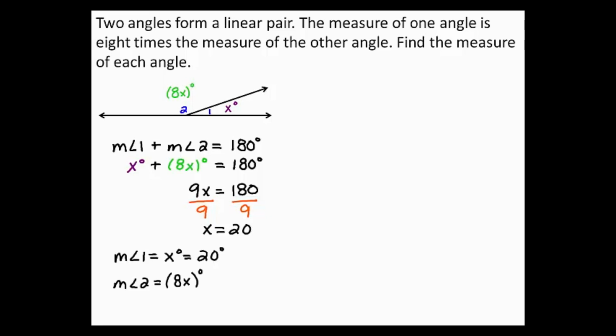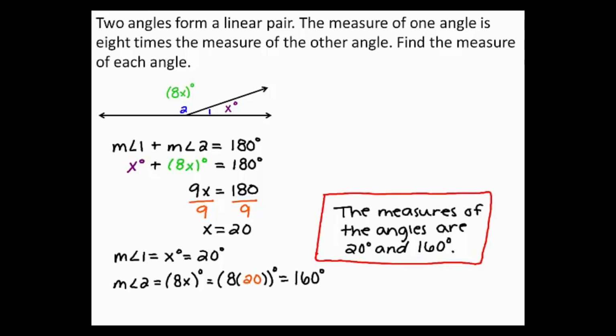Also, the measure of the second angle is equal to 8x degrees. When you substitute 20 in for x and simplify, 8 times 20 gives you 160. So, the measure of the second angle is 160 degrees. Therefore, the measures of the angles are 20 degrees and 160 degrees.